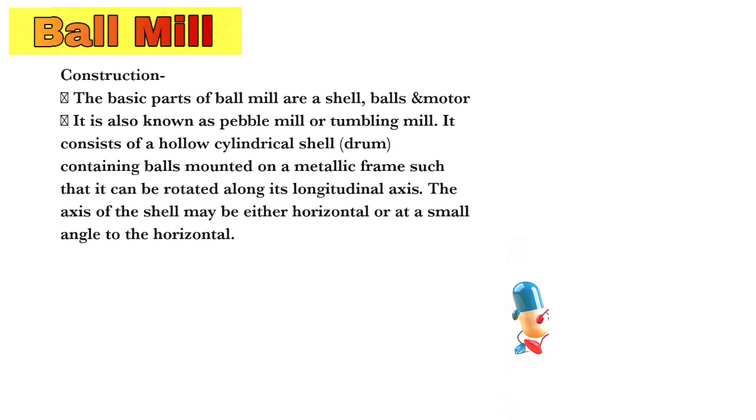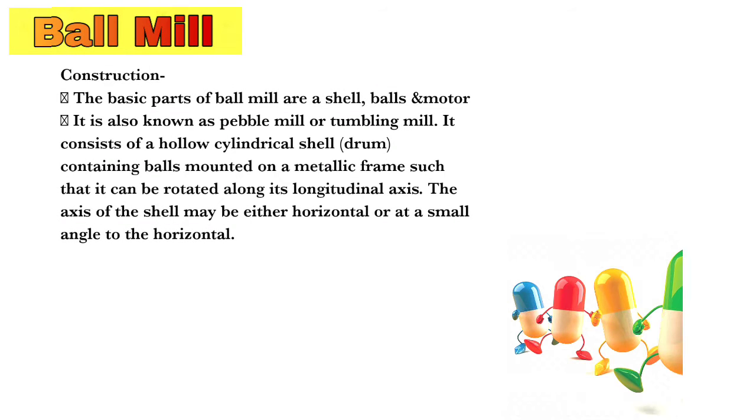Let us discuss the construction. The basic parts of a ball mill are shell, balls, and mortar. It is also known as a pebble mill or tumbling mill. It consists of a hollow cylindrical shell, that is, a drum, containing balls, mounted on a metallic frame such that it can be rotated along its longitudinal axis. The axis of the shell may be either horizontal or at a small angle to the horizontal.